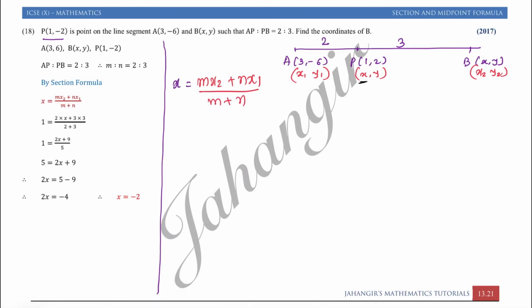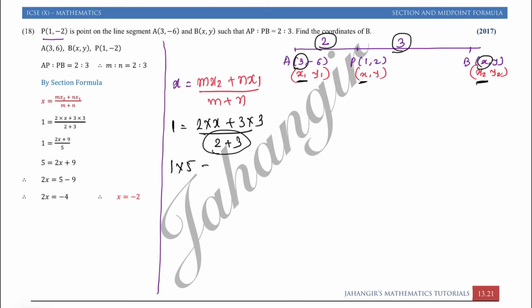The x key value is 1, x1, x2. All values we will substitute. So 1 is equal to m key value is 2 into x2, that is x, plus n is 3 into 3, whole upon m plus n, that is 2 plus 3. So 1 into 5, this we can cross multiply, that is 2x plus 9.